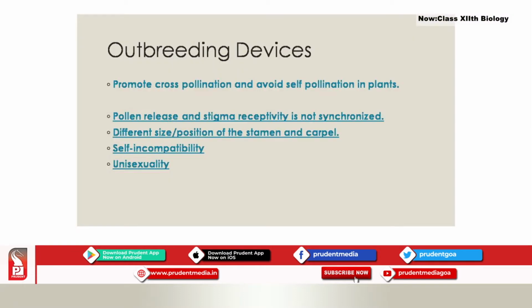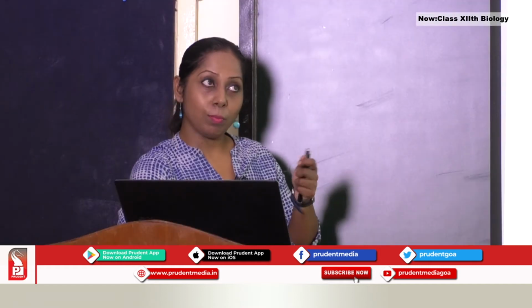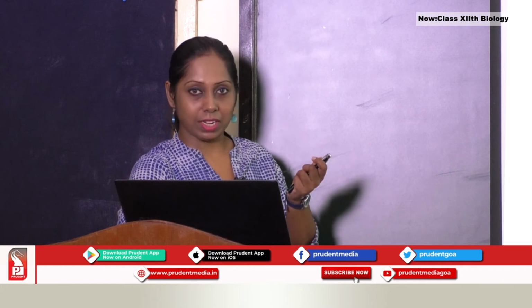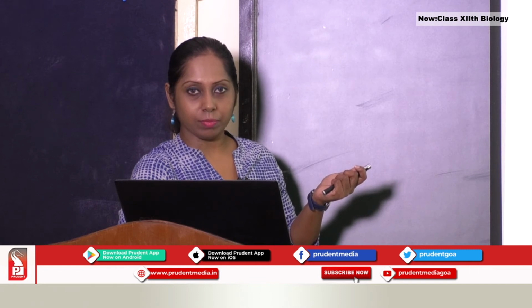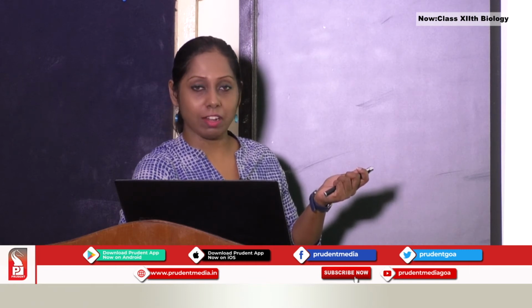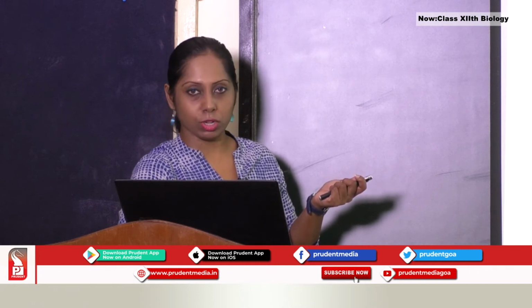It could be the other way around also. It could be the carpel that gets matured earlier than the anther. So if the carpel gets matured earlier than the anther, what will happen? The carpel is receptive to pollens from outside and not the pollen of this particular flower. So it would prevent self-pollination and promote cross-pollination.